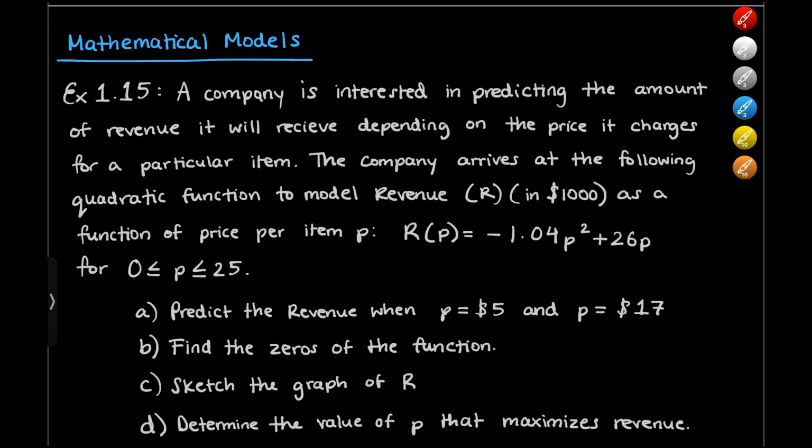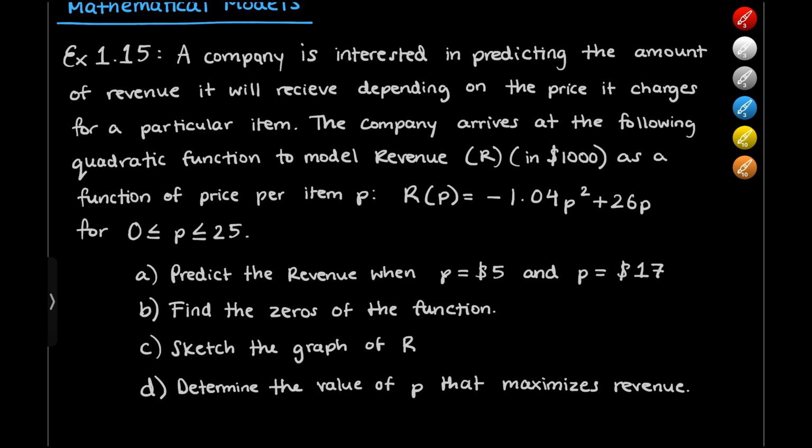The company arrives at the following quadratic function to model revenue R in thousands of dollars as a function of the price per item P. So this is their function. It is R of P is equal to negative 1.04 P to the power of 2 plus 26 P. And this is for the interval of 0 to 25, and including both of them. So A, they want us to predict the revenue when P is equal to $5 and when P is equal to $17. So let's do that.